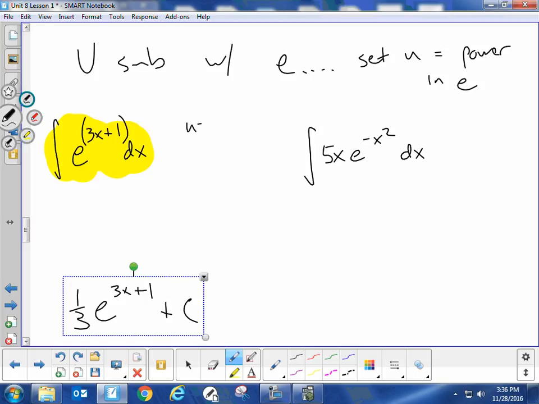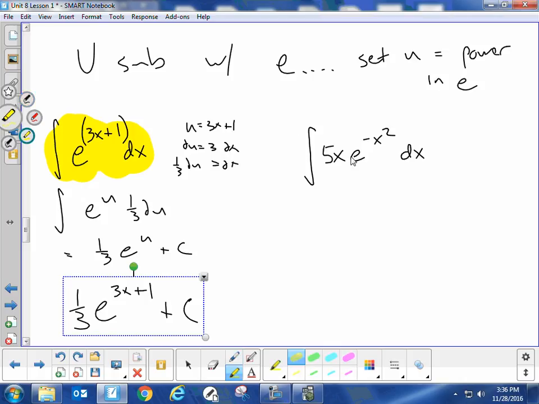U is equal to 3x plus 1. Du is equal to 3 dx. Dx is equal to, there's that 1/3 du. I'd have the antiderivative of e to the u times 1/3 du. The antiderivative of that would be 1/3 e to the u plus c, 1/3 e to the 3x plus 1 plus c. Okay? Well, you guys take the antiderivative of 5x e to the negative x squared.